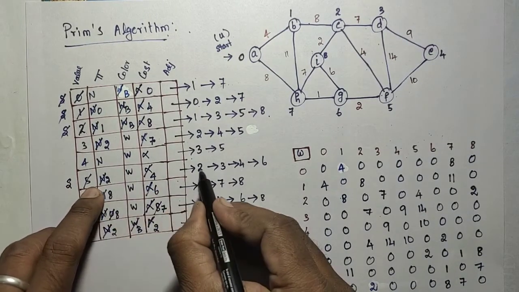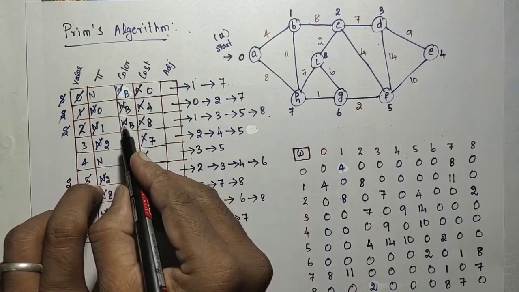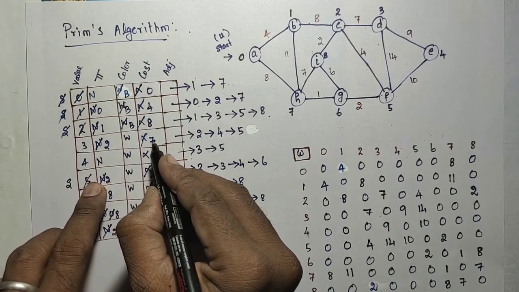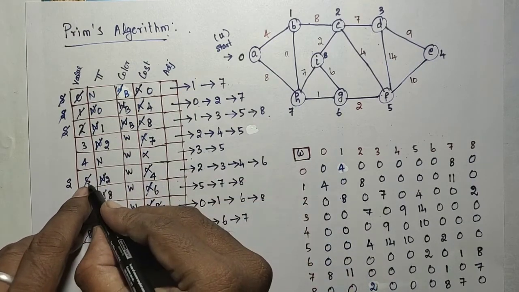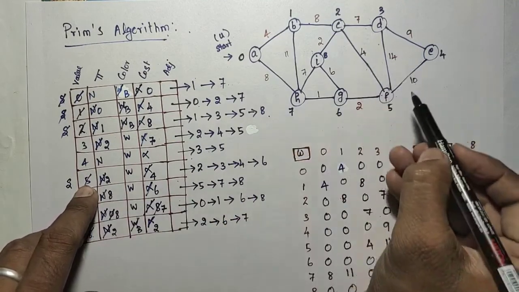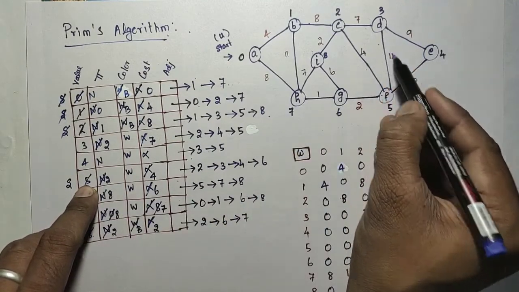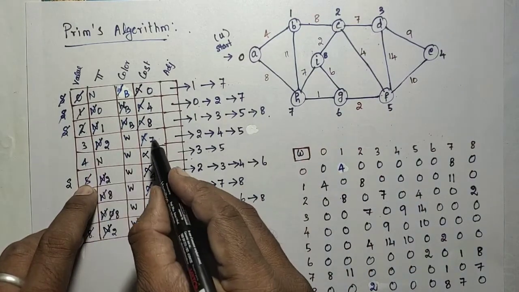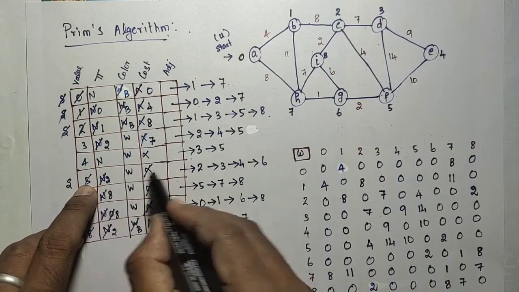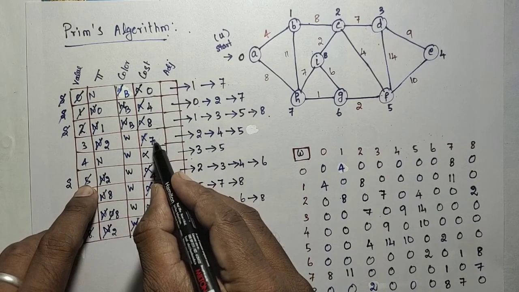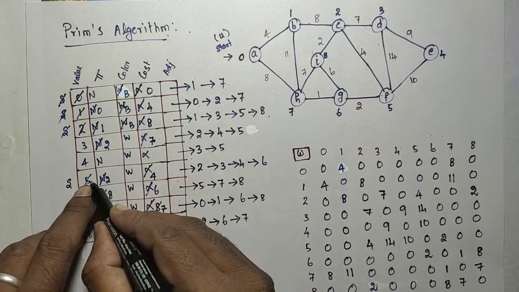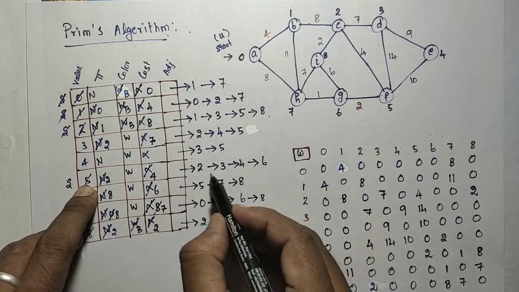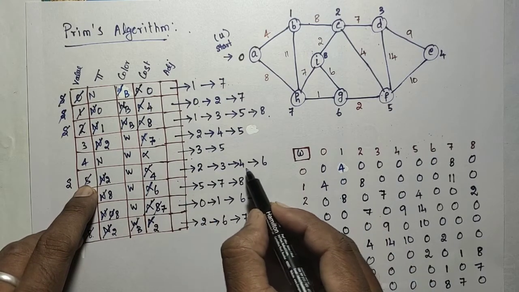Then I need to look for the 2. 2 is the visited one. Leave it. And 3. 3 is not visited. That cost is 7. So now I need to look for 5 to 3. In the diagram, 5 to 3 is 14. Correct? But the existing 3 cost is 7, and 5 to 3 is 14. So the updation is not needed here. 5 to 3 cost 14 is not less than 7, so updation is not required. Go to the next step.